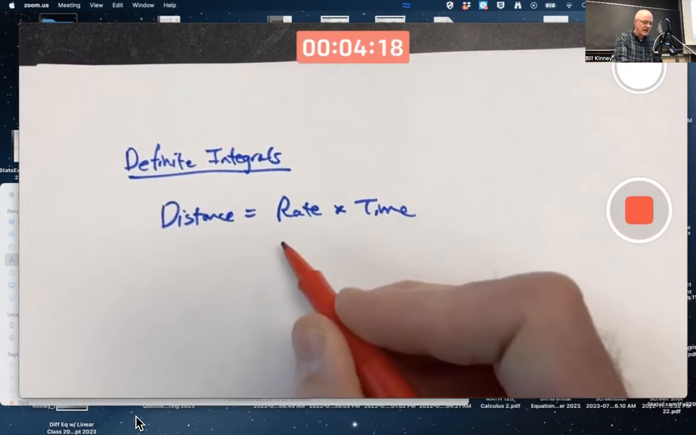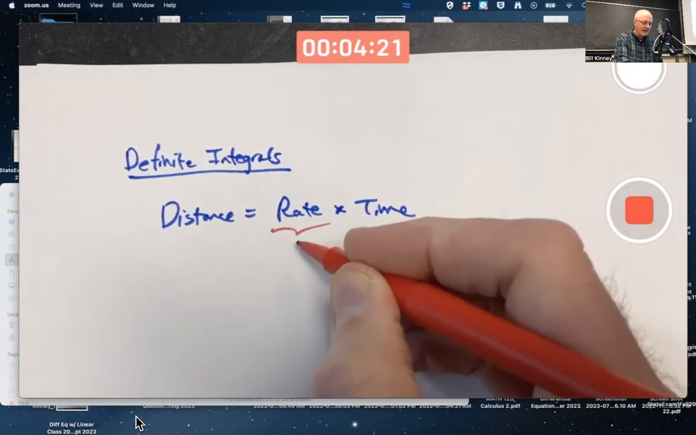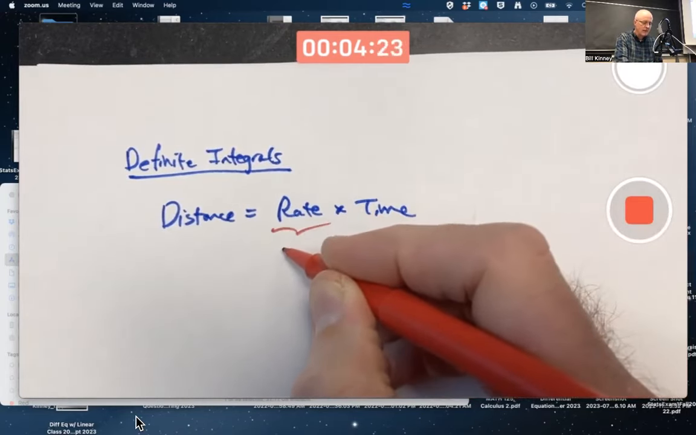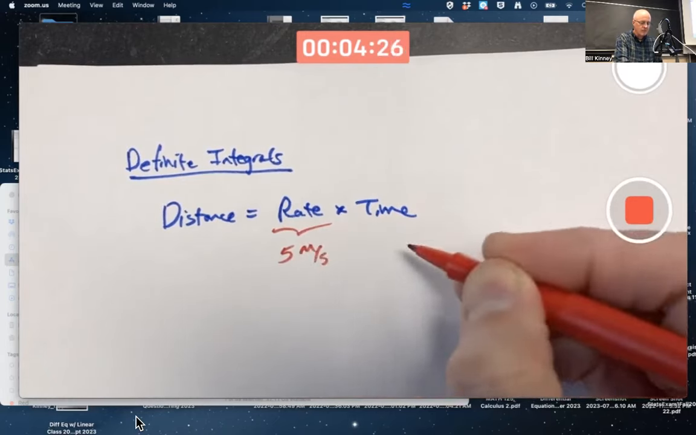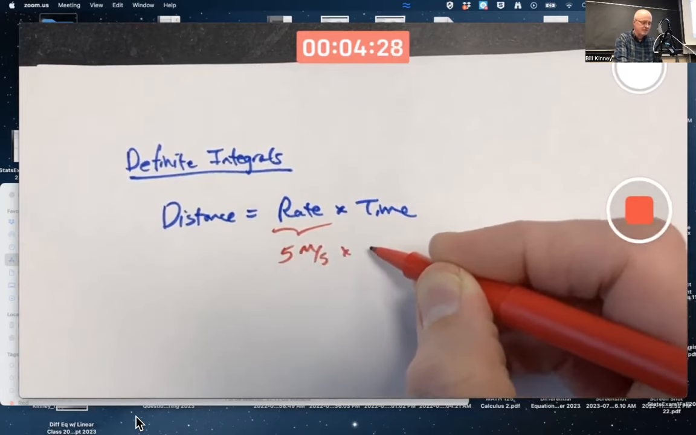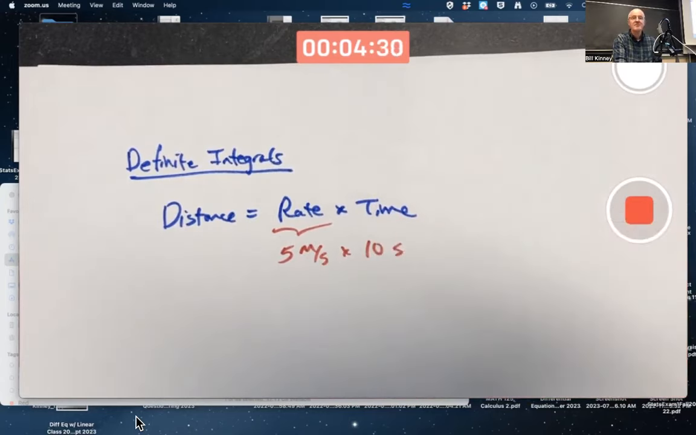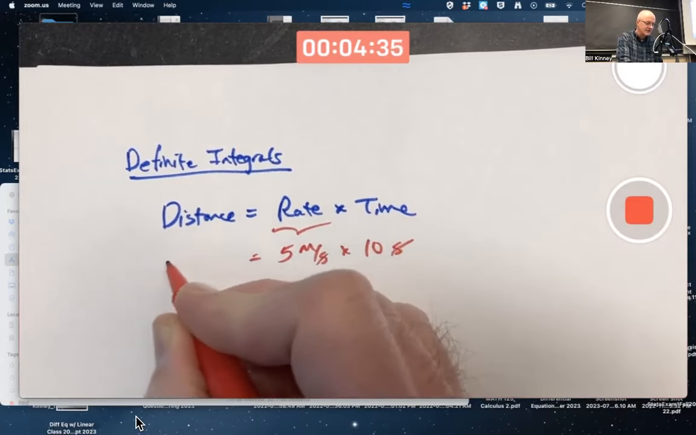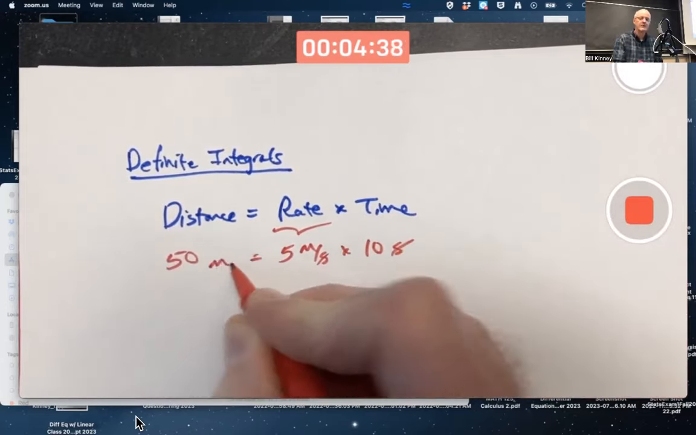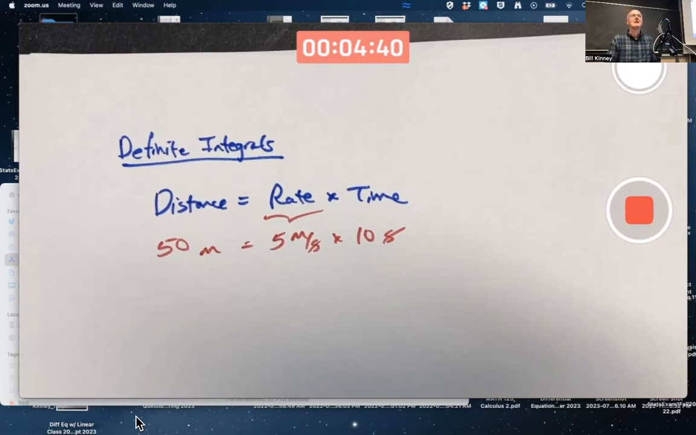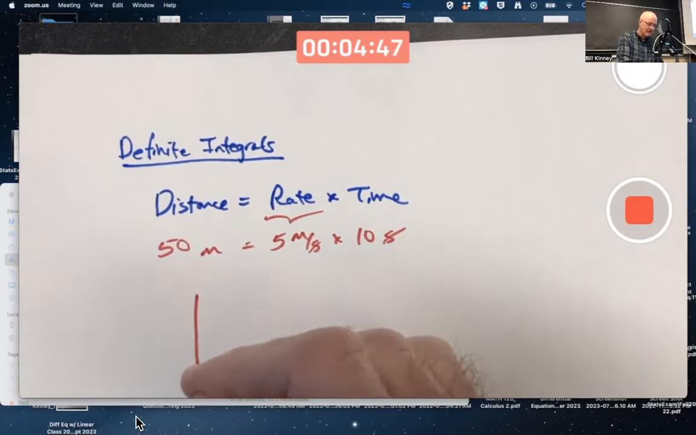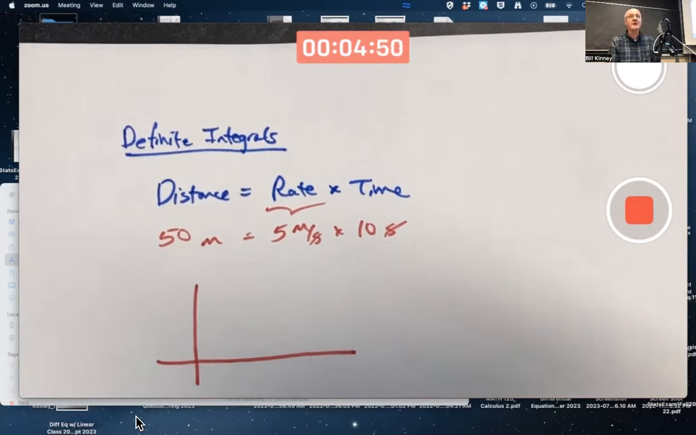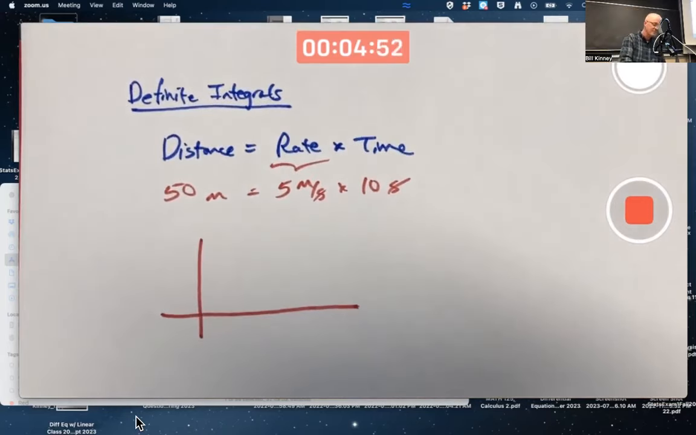Distance, like, okay, well, say you know your rate in meters per second. Maybe you're going 5 meters per second, and you know your time elapsed, say 10 seconds. Multiplying these two numbers and canceling the seconds gives you the distance traveled, 50 meters. It's very important to realize that you can interpret this calculation that we did here graphically. Graphs are important for derivatives. They're also very important for integrals.